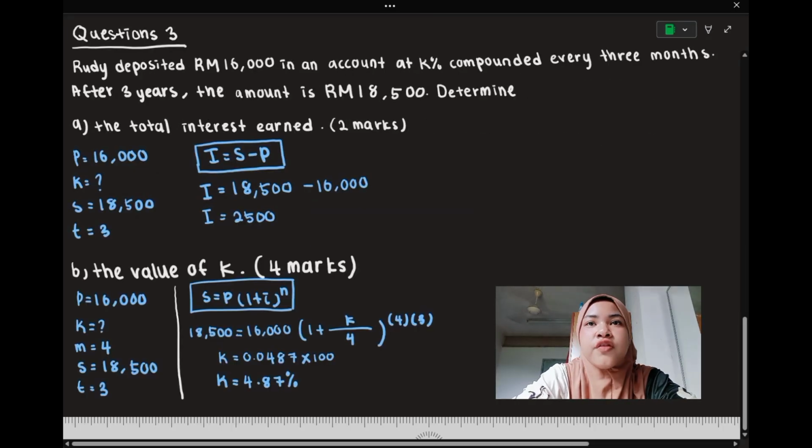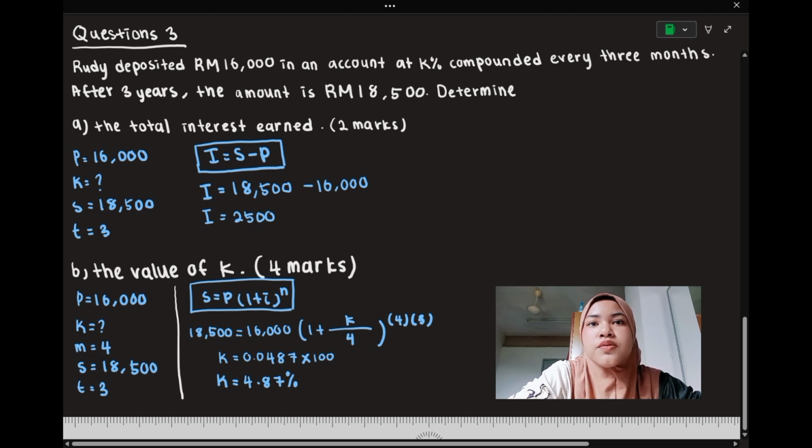We're moving forward to question 3. Rudy deposited 16,000 ringgit in an account at K% compounded every 3 months. After 3 years, the amount is 18,500. Determine A, the total interest earned. So we collect the information given here. P equals 16,000, K is unknown, S equals 18,500, T equals 3.